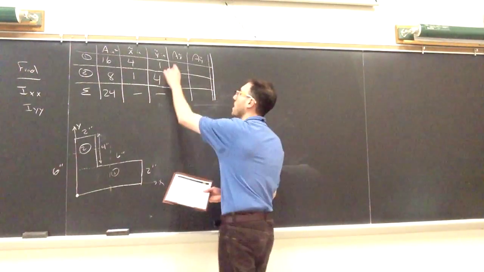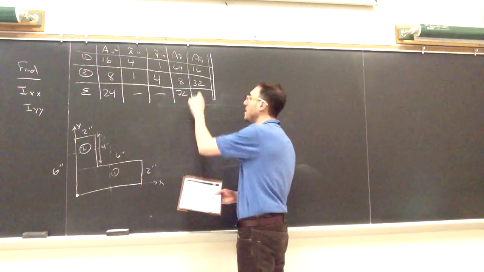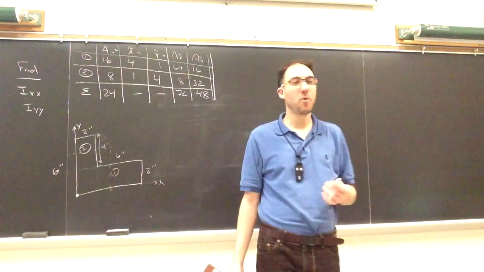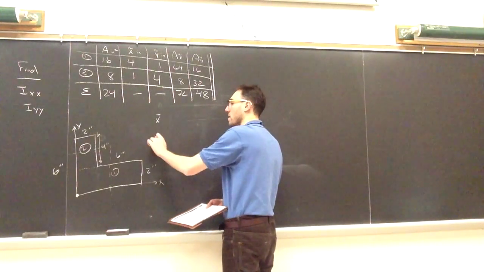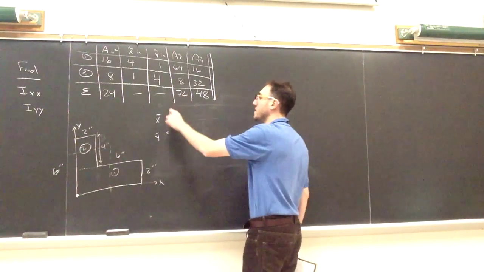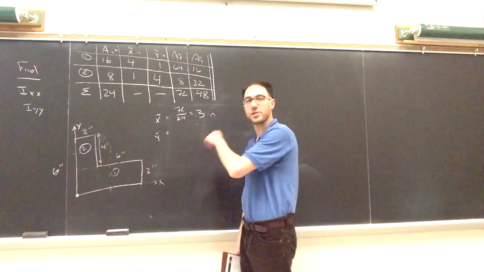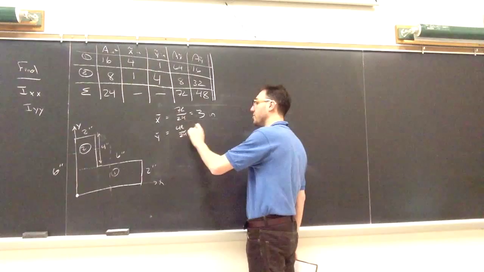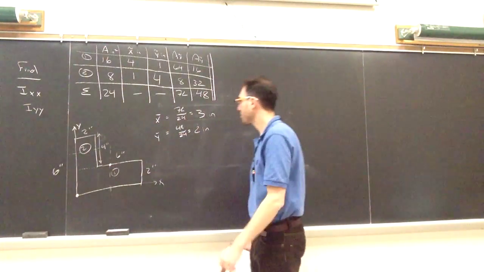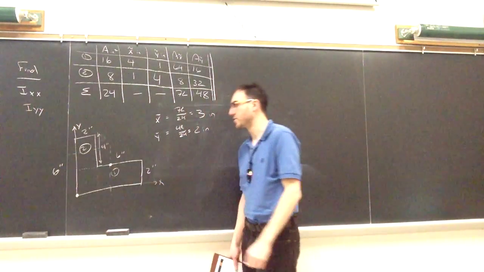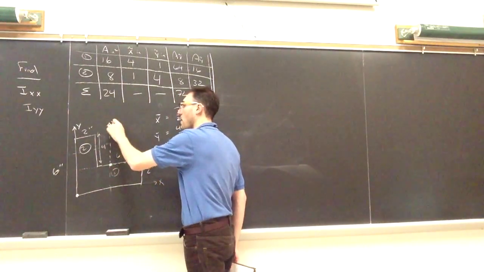The rest of the table, we just have to multiply across. We get 64, 16, 8, 32. We add down to get 72, add down to get 48. At this point, we can use that information. All that really matters out of the table is the total A x tilde, A y tilde, and A, so that we can find our X bar and our Y bar value. So our X bar will be 72 over 24, which is 3 inches as measured from the origin. That means we're 3 inches to the right of the origin. And 48 over 24 is 2 inches above the x-axis. So our centroid is located here, 2 inches above the x-axis. So that's our x prime and our y prime.